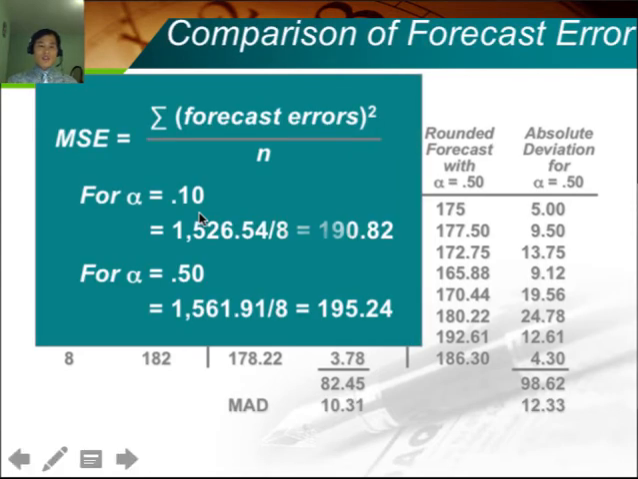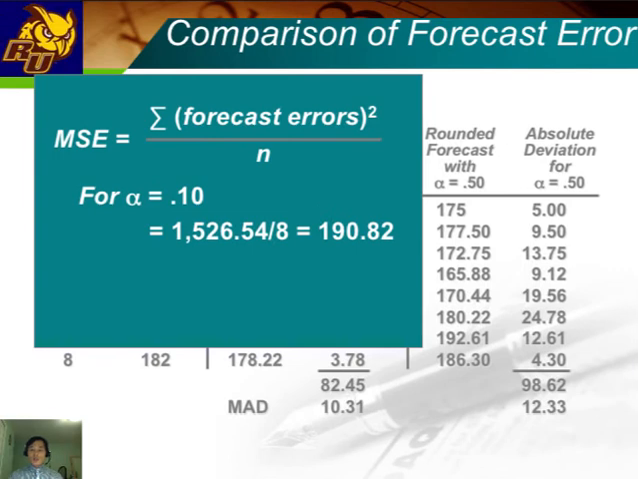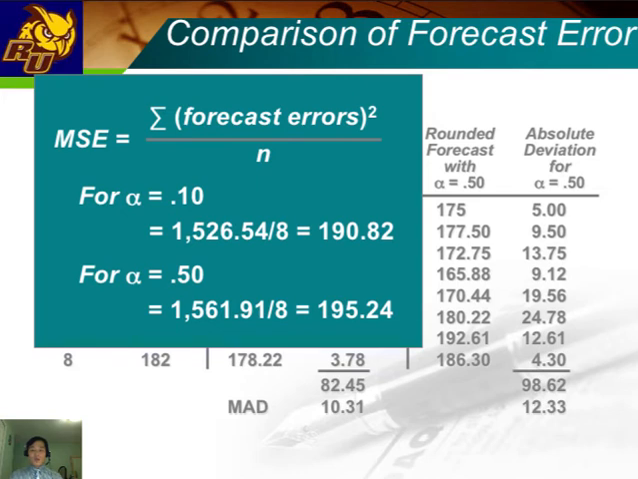What about MSE? In this case, you want to square the forecast errors, add them up, and divide the total by the number of periods. For the first method, it's 190.82, and for the second one, it is 195.24. MSE is lower for the first model. Thus, the first model is better than the second model.